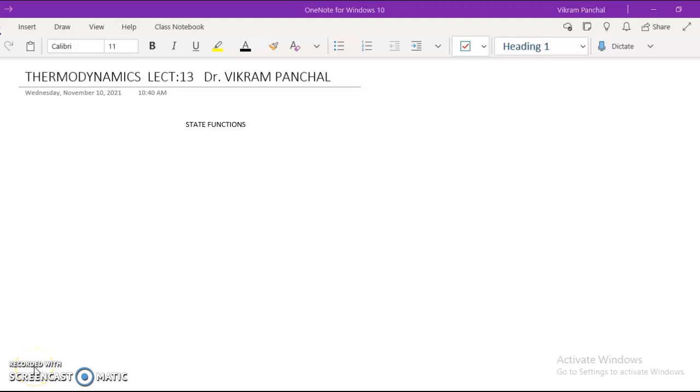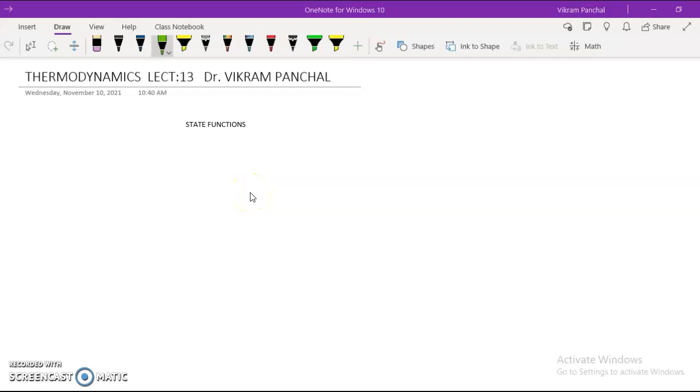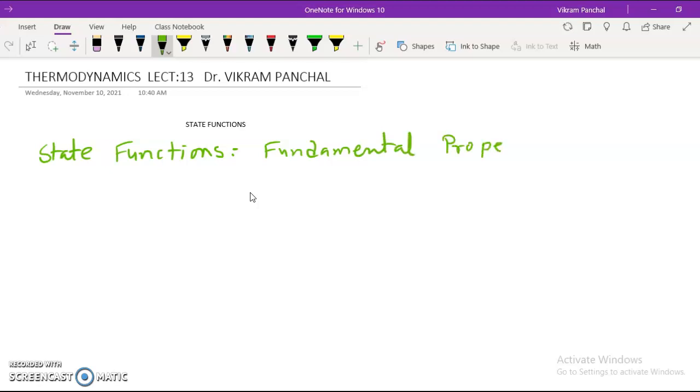This is Dr. Vikram Panchal and I'm dealing with a chemistry topic, thermodynamics. In this lecture series, this is lecture number 13, and in this lecture I will explain what state functions are and how they can be defined or separated from other properties. So a state function is basically fundamental properties which represent a thermodynamical system.